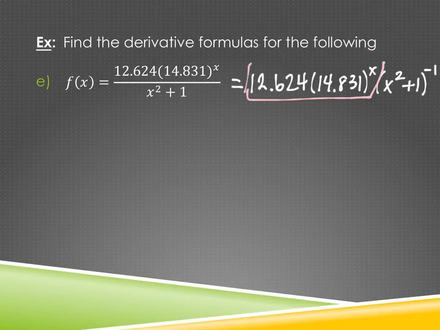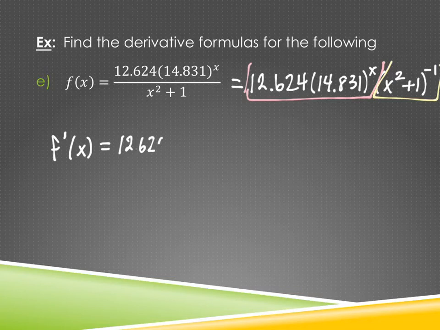And the second piece is this one. So we can do the product rule. F prime of x, and we rewrite the first piece. So 12.624 times 14.831 to the x. And now I'm going to take the derivative of x squared plus 1 to the negative 1 power.